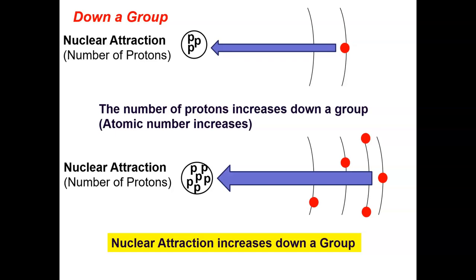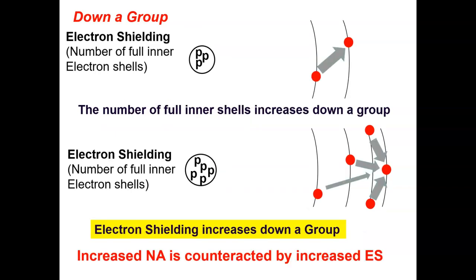Well, let's see why. The nuclear attraction will get more. There are more protons down a group in each atom, but the amount of electron shielding also increases to outweigh this. Remember, the final component, the radius of the atom, is bigger as the atom gets further down a group. So that means the general reason why the ionization decreases is that the outer electron is further from the nucleus.